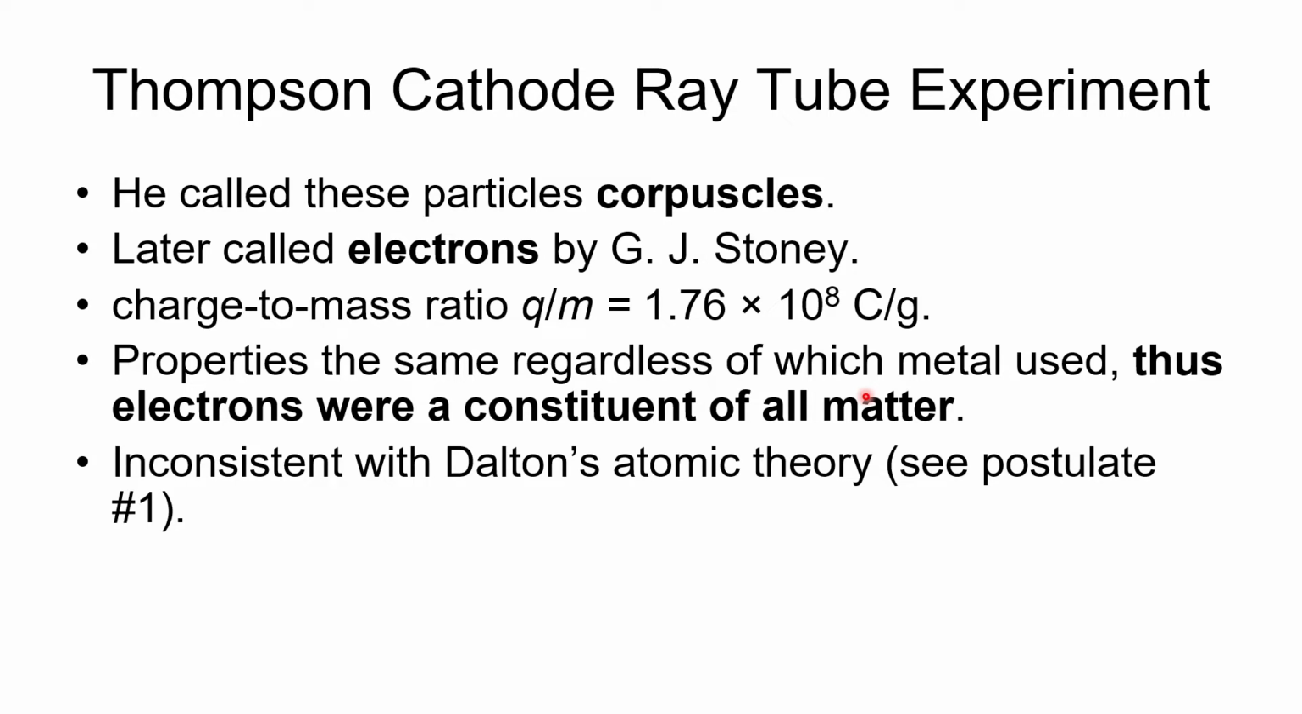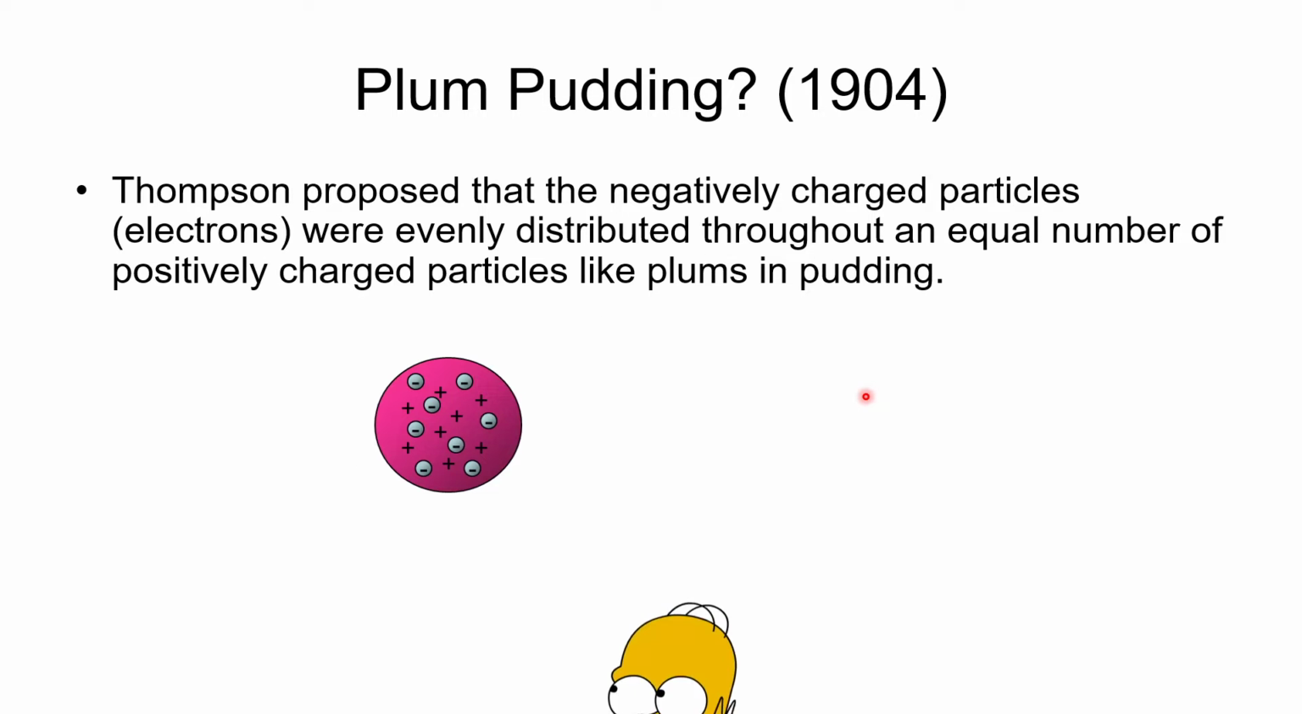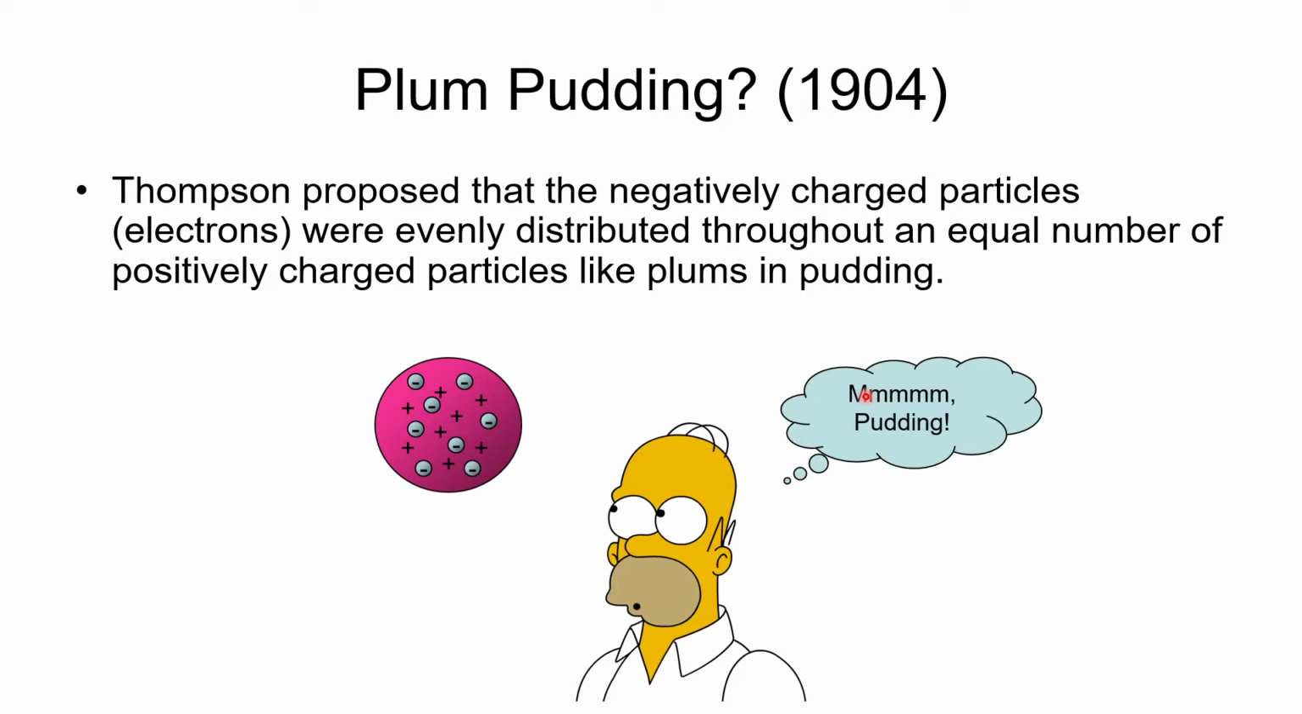So Thomson, there was a need for a new model of the atom. We couldn't just have spheres. And so he came up with something that we call the plum pudding model. And the plum pudding model says that these electrons are the small particles that float around in a sea of positive charge, kind of like plums in pudding. All right. And so there is our plum pudding model. And there, of course, is Homer Simpson wanting to eat the plum pudding model.